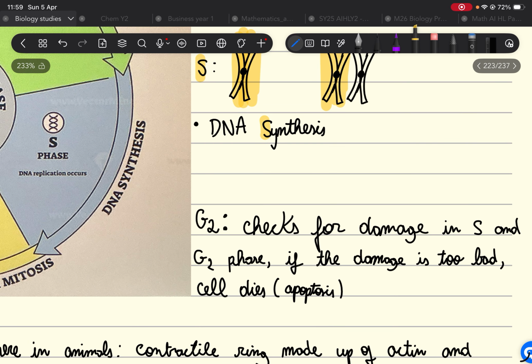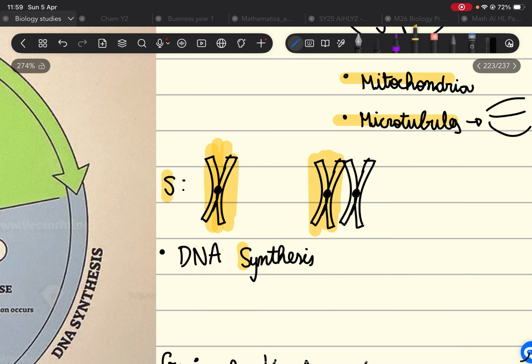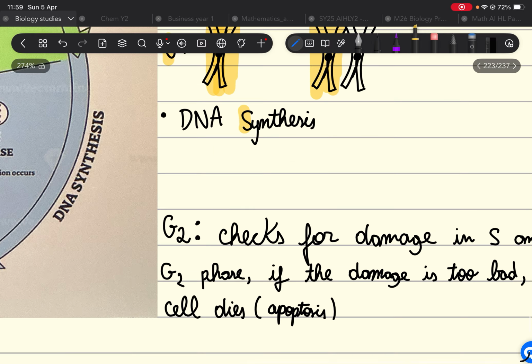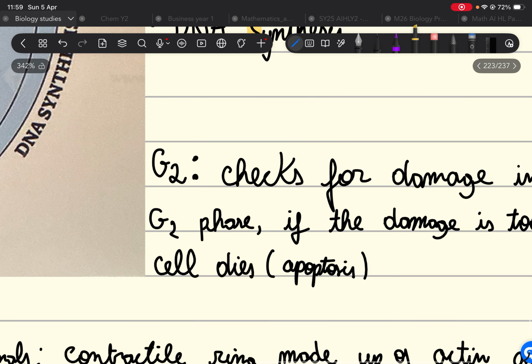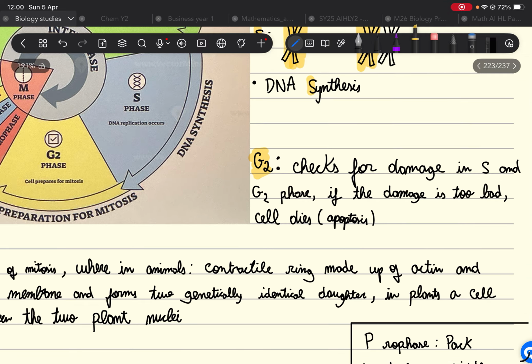And then finally, we have a double cell. Okay, we have everything that a cell has but double, and we have this double genetic material. Then the last phase is the G2, which checks for damage in the chromosome, and if the damage is so bad that it cannot be reversed, this cell triggers apoptosis, which is when the cell dies.